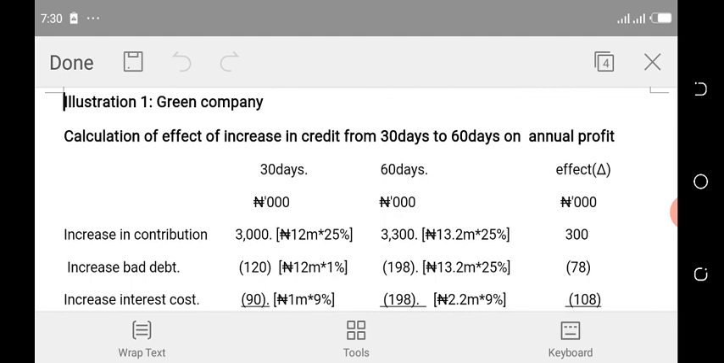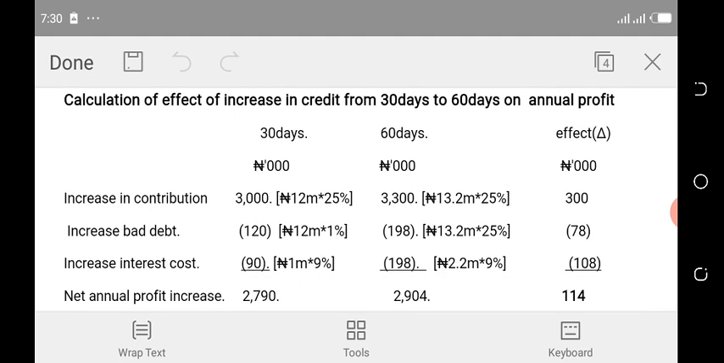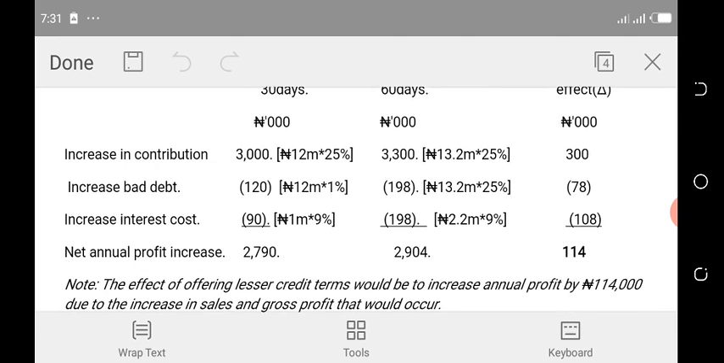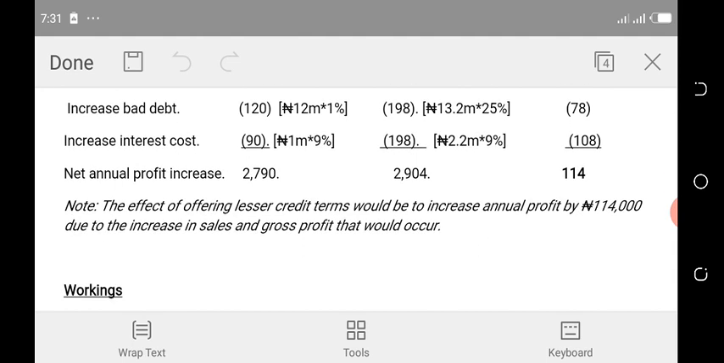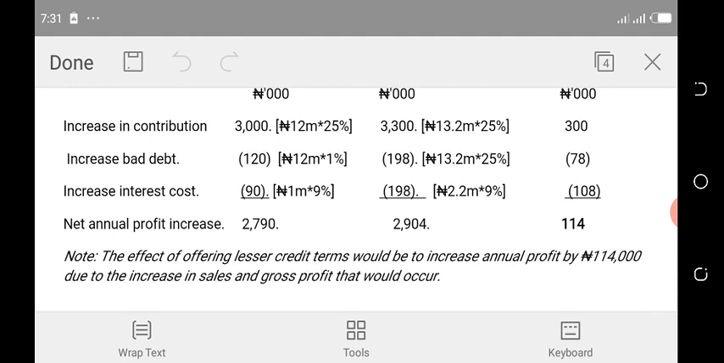So there will be an increase in the contribution. Our contribution will be 12 million times 25%, which is 3 million for 30 days. But for 60 days we will have 13.2 million times 25%, which is 3,300,000. So the effect is 300,000.